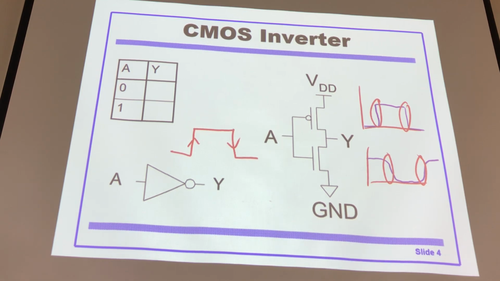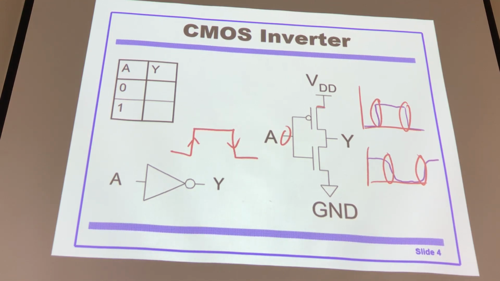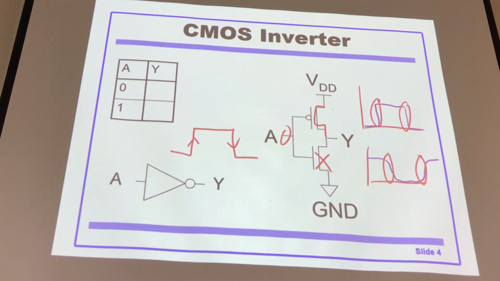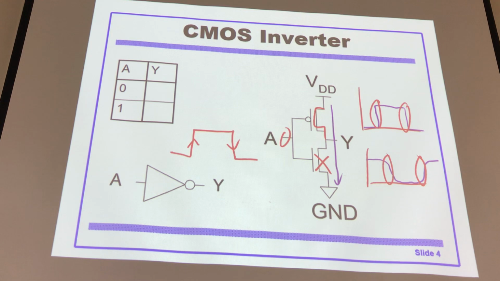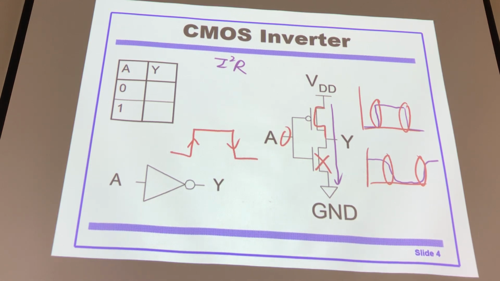Why is that? When A is 0, then this is off. So there's no current from VDD to ground, right? Almost no current. This is off. Almost no current from VDD to ground, so there's almost no power consumption. Remember power consumption? I squared R, right? The physics equation. That's power consumption, or IV.